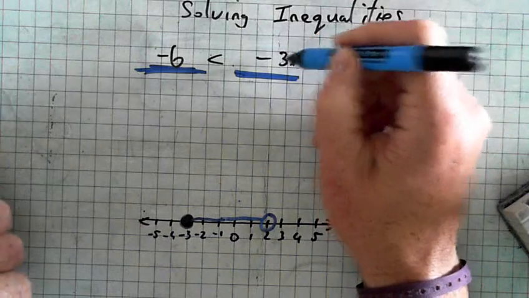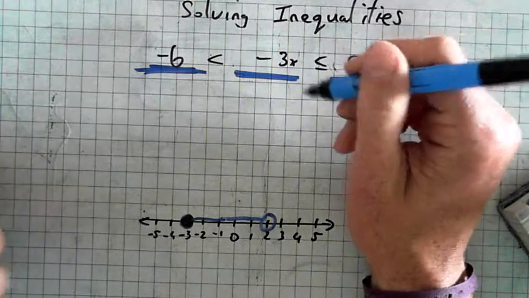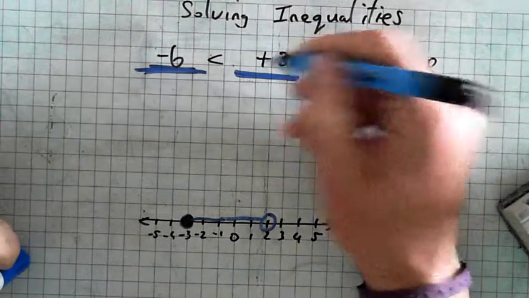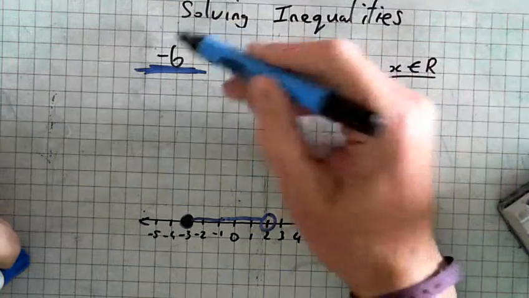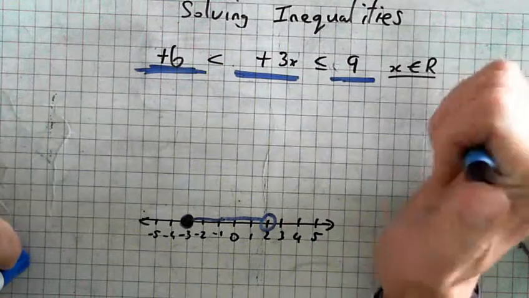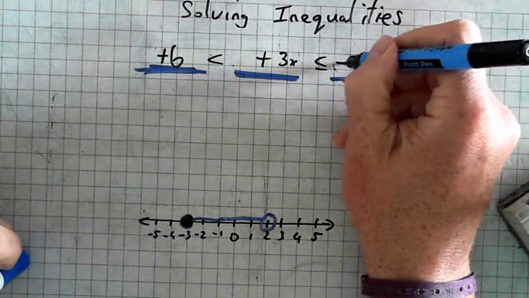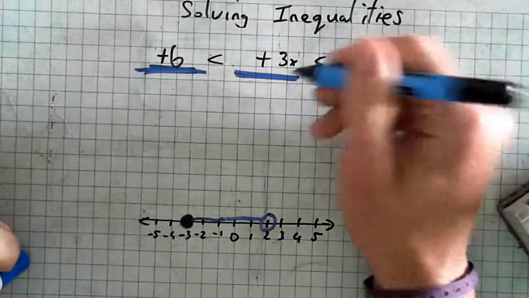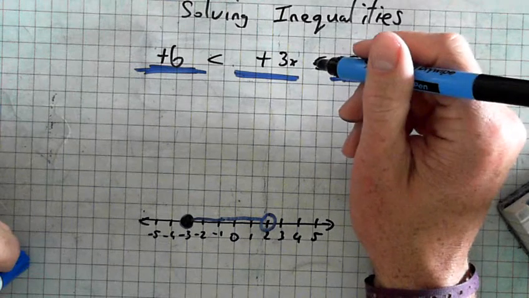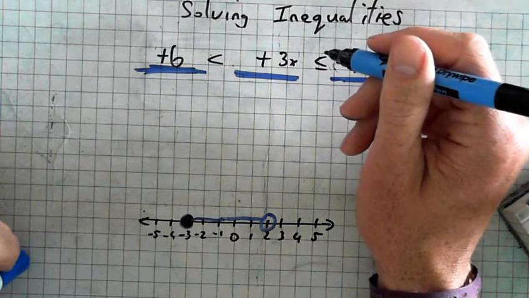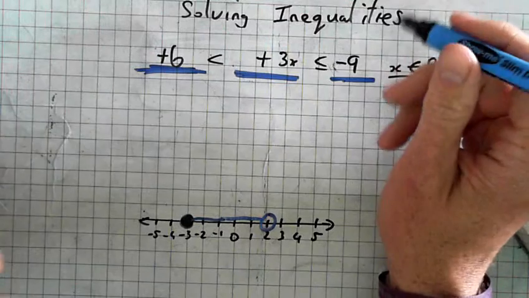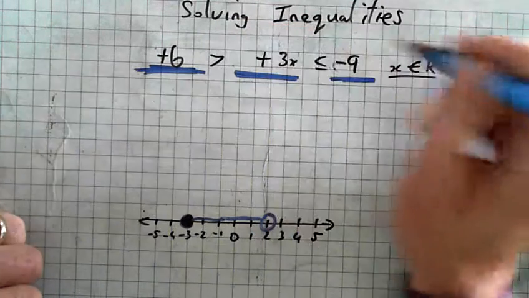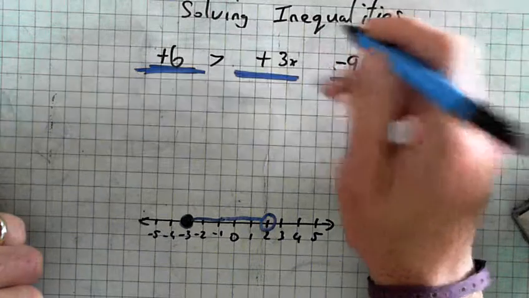Okay, so see the minus 3x in the middle? I want x to be positive, so change the sign. And we're going to change the sign. And we're going to change the sign. Okay. What are the signs that they have to change? That sign? Less than, to greater than. This sign?